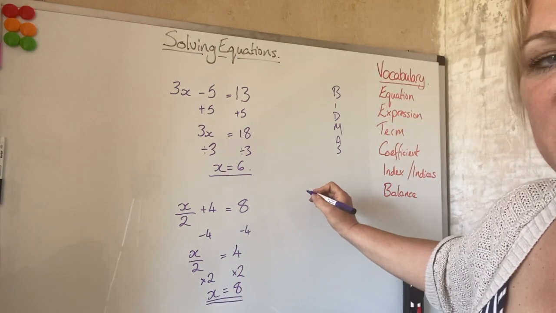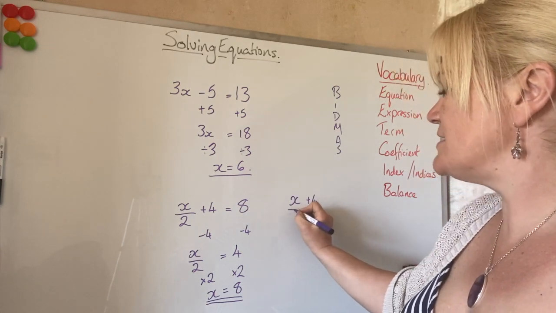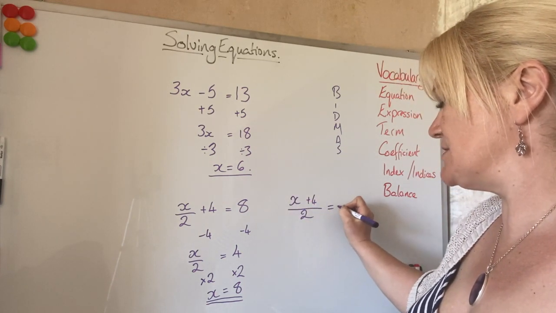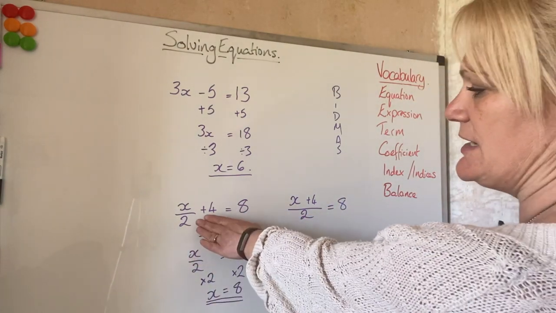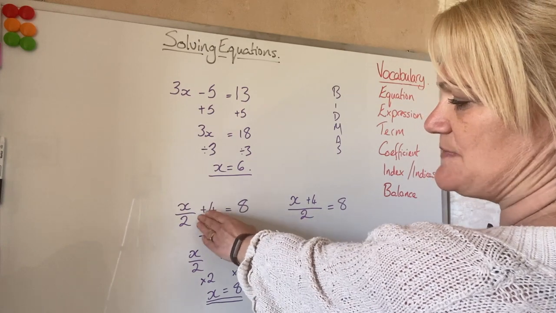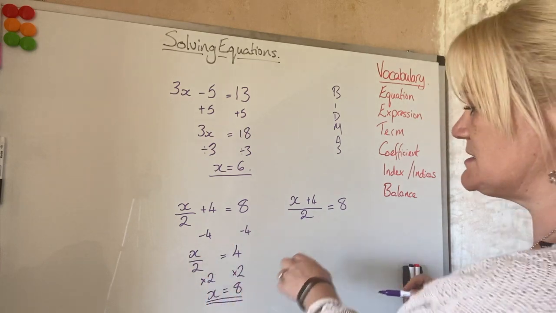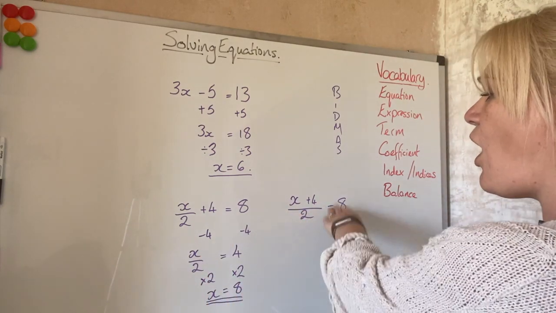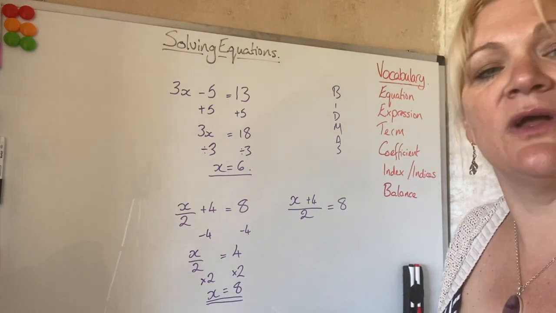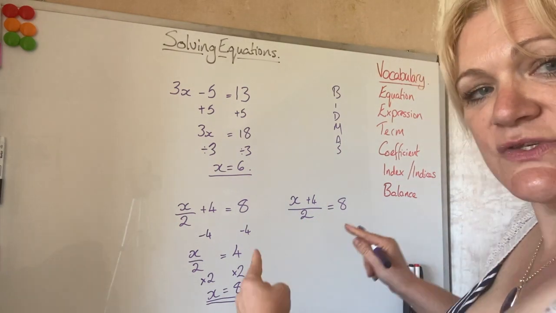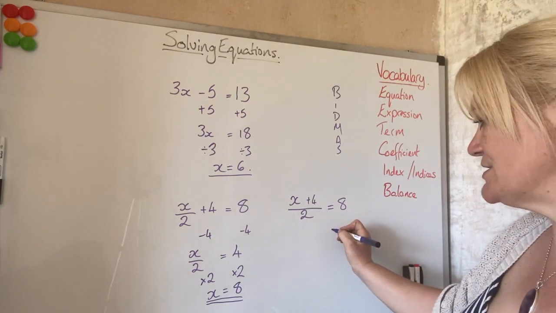Let me show you how this would be different if we'd had that x plus 4 all divided by 2. These are different equations. You can see here it's just the x that's been divided by 2. That's why that division line is only under the x. Over here, the whole of that expression, x plus 4, has all been divided by 2. And that's why that line goes all the way underneath that whole expression, those numbers and terms.